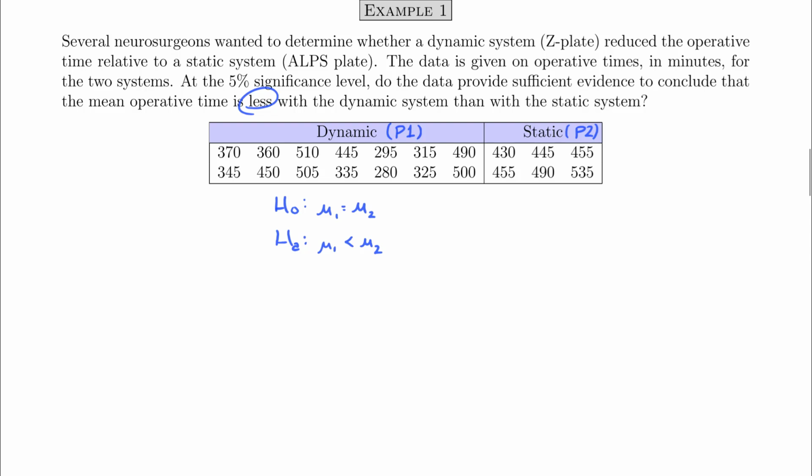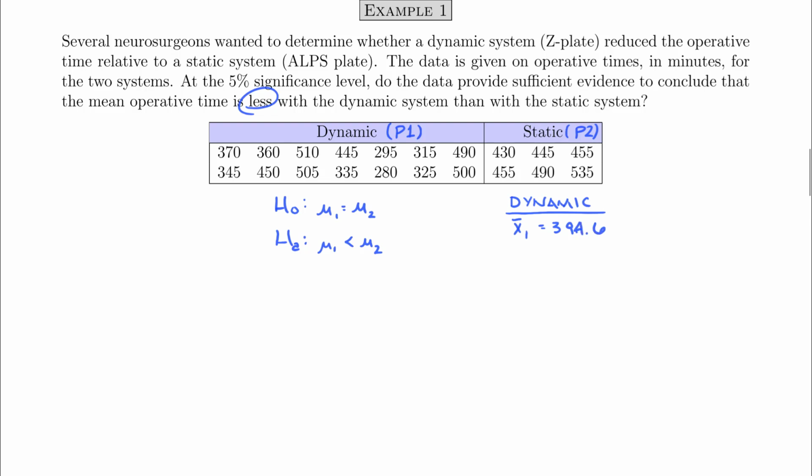The next thing we want to do, I'm not going to go through the steps because these are things that we've done so many times, it should be fairly simple for you to come up with. With the dynamic system, we need to calculate the average or the mean of the values provided. So that's going to be our x bar sub 1. We would just take all the values in the dynamic column, add them together, divide by the total quantity, and we will get that it is 394.6 minutes. I need to fix that.